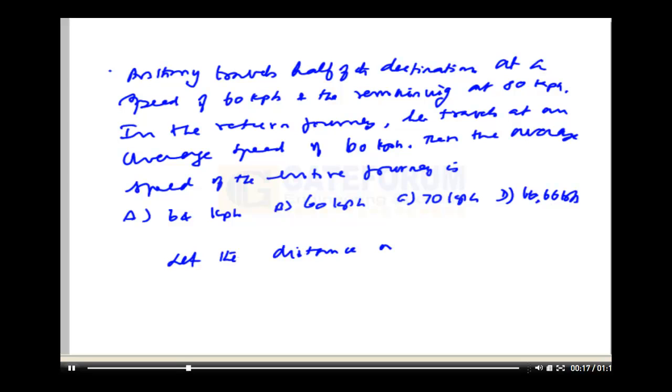Let the distance covered one way be 2x. Therefore, total distance covered is 2x plus 2x, 4x.